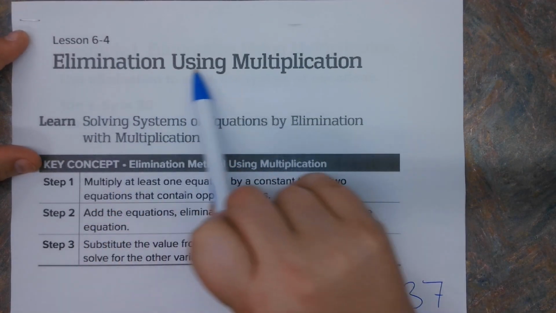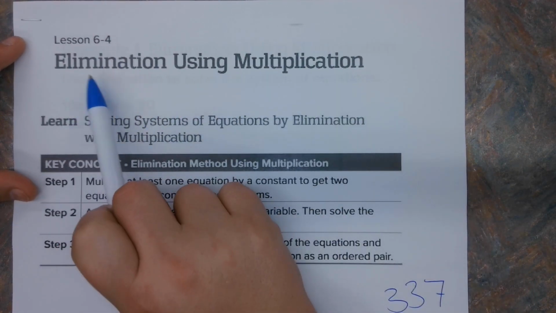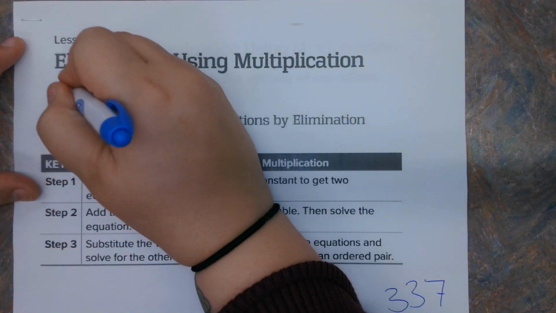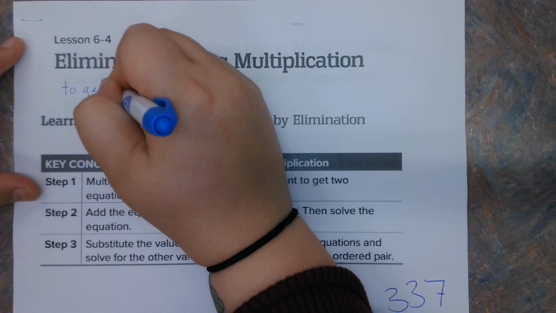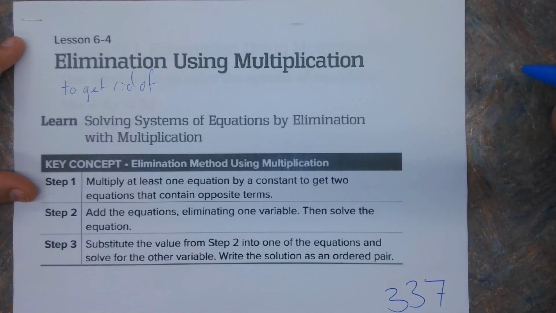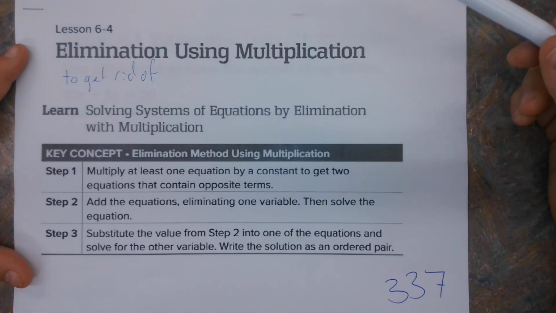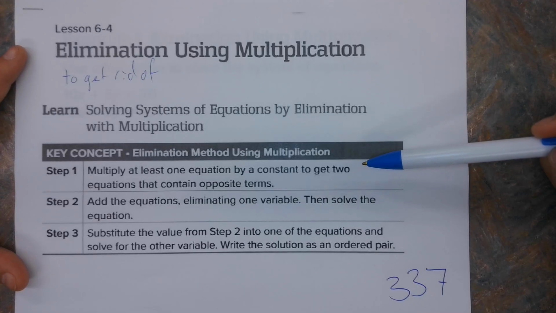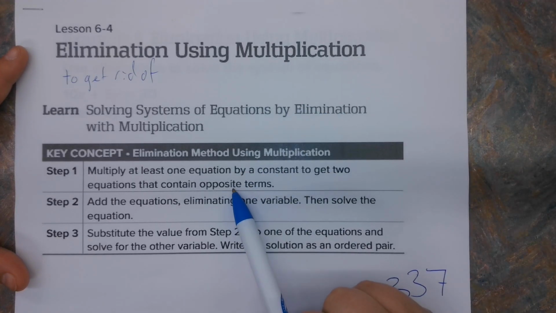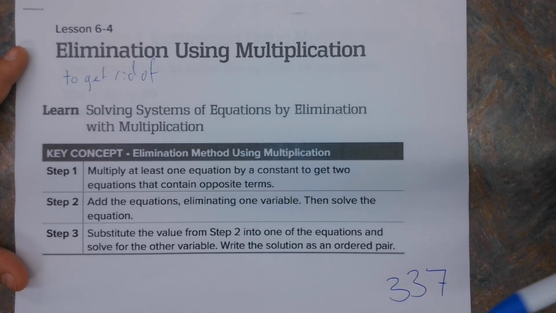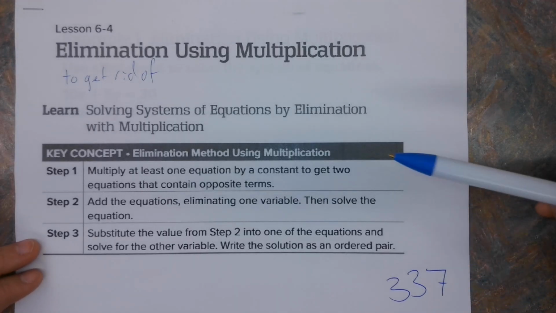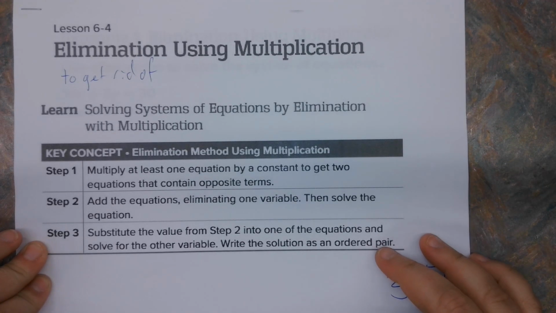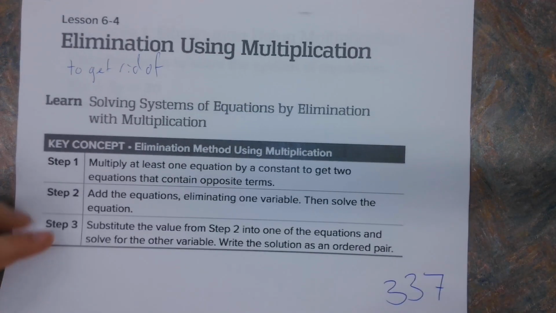So we're doing elimination using multiplication today. We're still doing elimination. Remember, elimination means to get rid of something. Basically, we're going to multiply at least one of the equations by a constant to get two equations that have the same opposite terms, and then we can add like we learned in lesson 6-3 with elimination using addition. So it's only one additional step to what we've already learned.